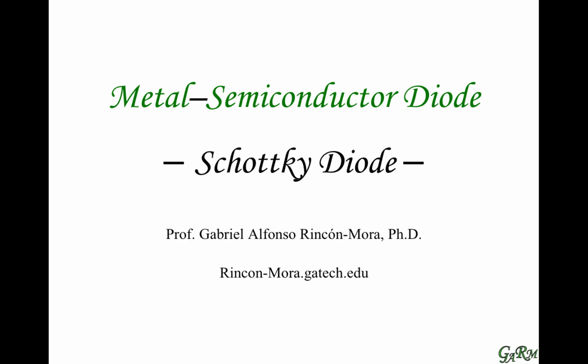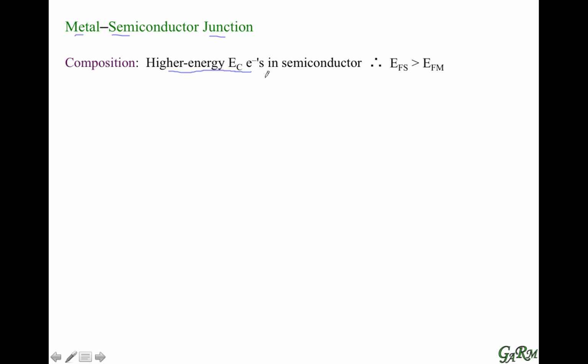This video is on the metal semiconductor diode, also known as the Schottky diode. What we're talking about here is basically the junction between metal and a semiconductor. And we're going to choose a semiconductor whose higher energy electrons in the conduction band are higher energy than those in the metal. What that means is that the probability of finding higher energy electrons in the semiconductor is higher than the probability of finding higher energy electrons in the metal.